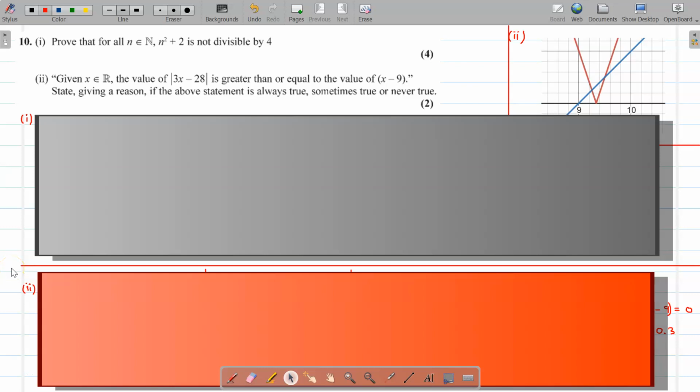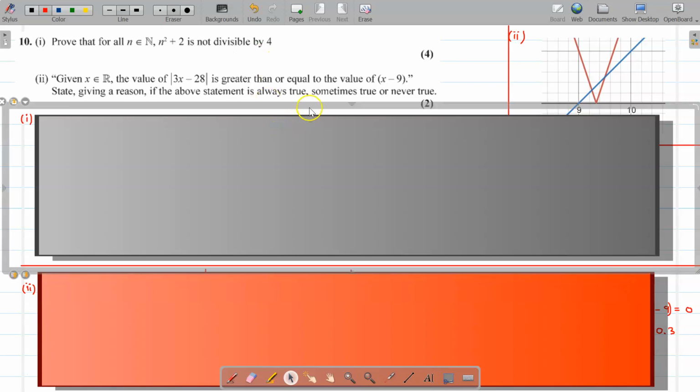Okay, we have here two algebraic proof questions from A-level. The first question says that we've got to prove for all n that's a member of the natural numbers that n squared plus 2 is not divisible by 4. Now, the best way to approach this is to consider two possible cases. Either n is even or n is odd.